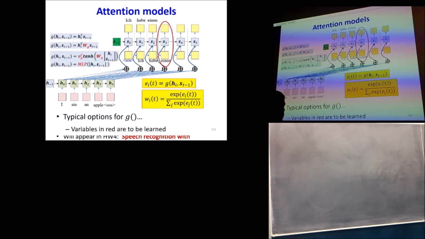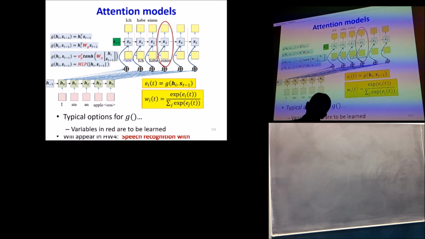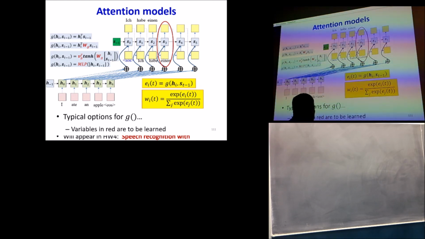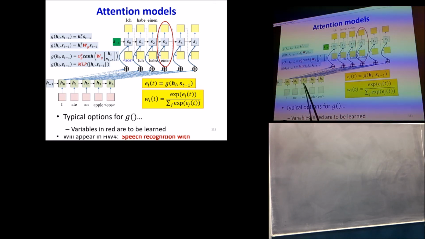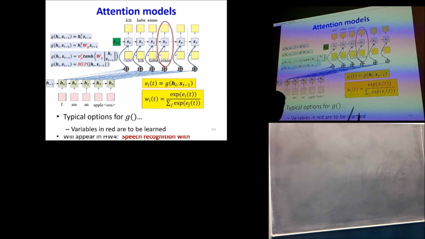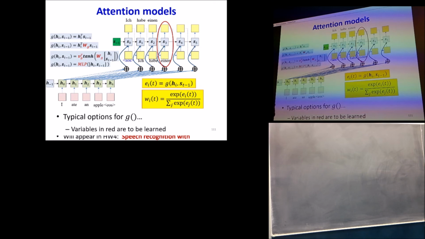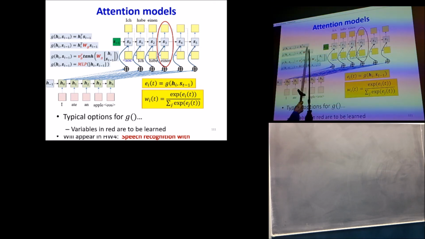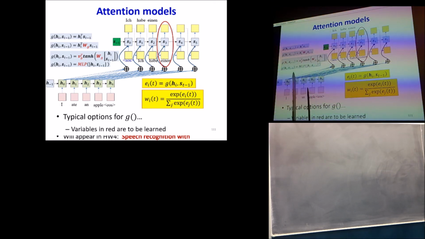Now, what is this function g? There have been many proposals for what this function g might be. Some of the simplest ones: if this hidden state and this hidden state have the same dimension, then you could just consider g to be an inner product between the two. If they are different dimensions, you could have a weighted inner product, in which case this Wg must be learned.